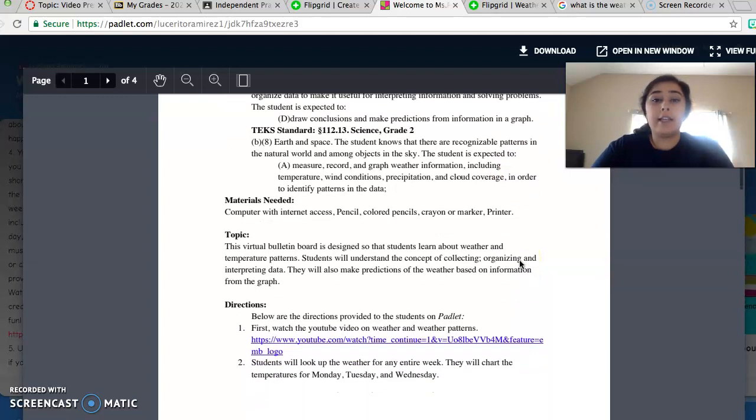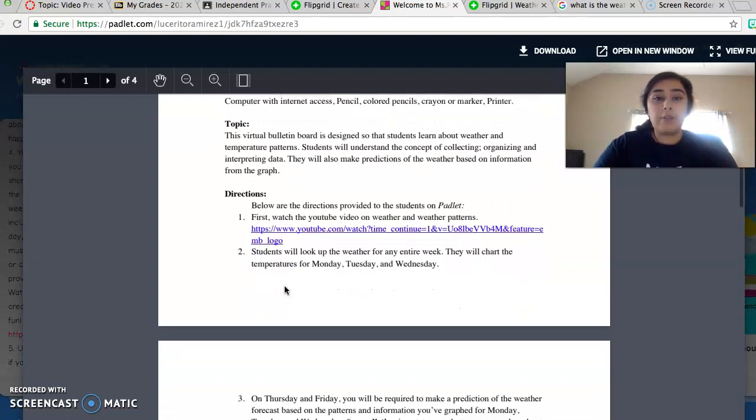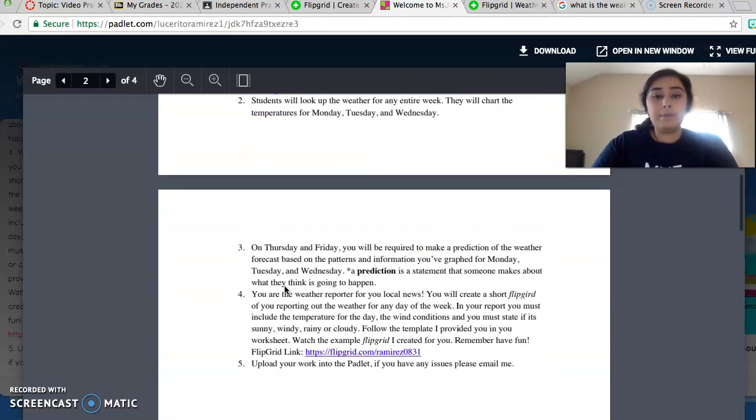And my science standard, it's Earth and Space. The student knows that there are recognizable patterns in the natural world and amongst objects in the sky. The student is expected to measure, record, and graph weather information, including temperature, wind conditions, precipitation, and cloud coverage in order to identify patterns in the data. The materials that they need, the topic, and then the directions. I've also posted the directions in my Padlet.